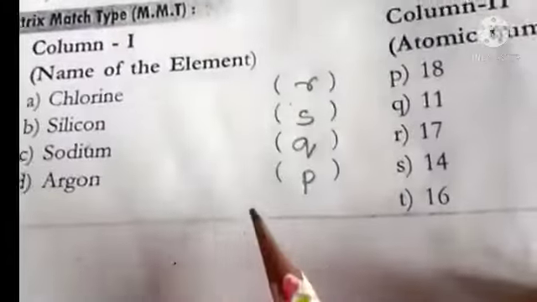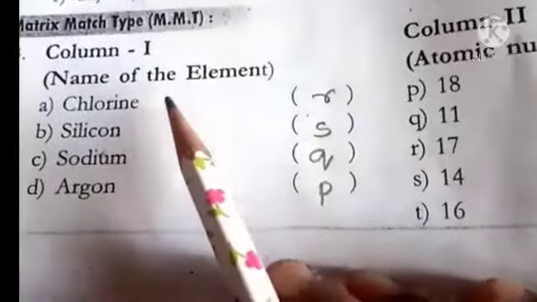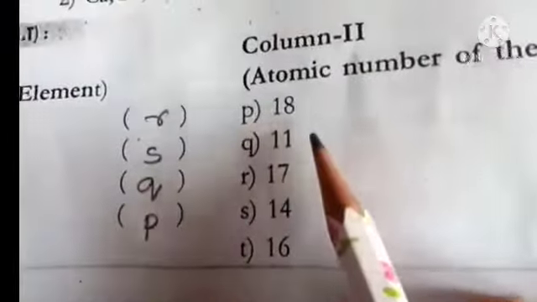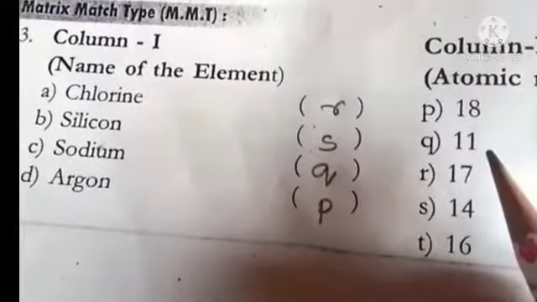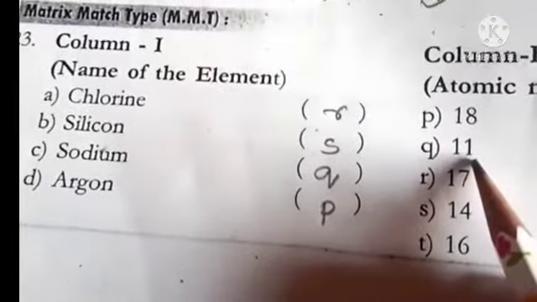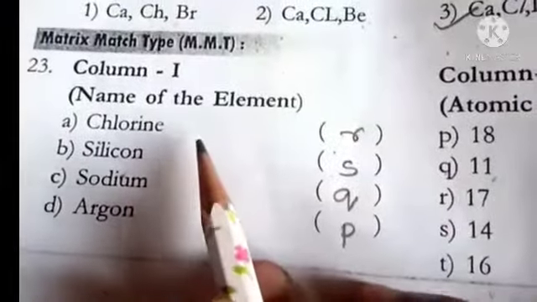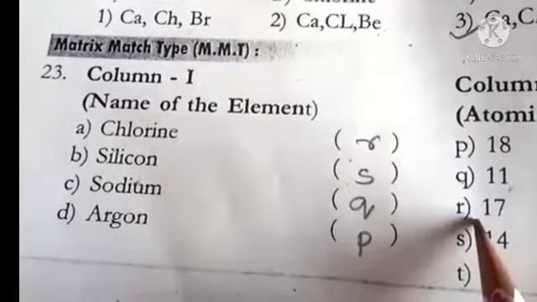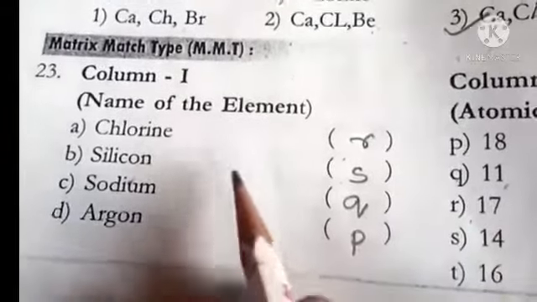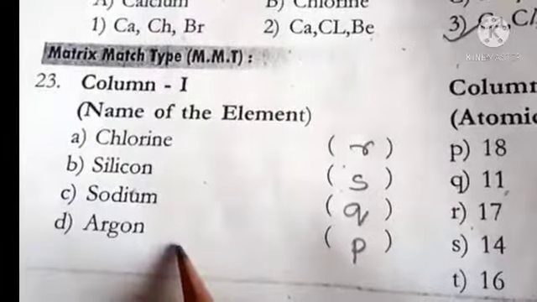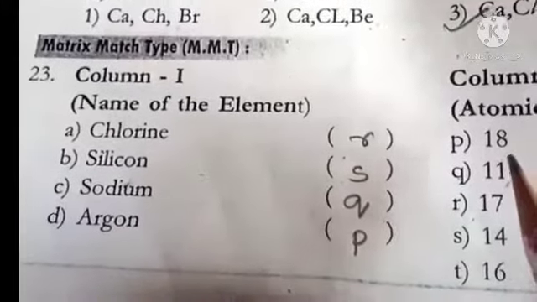Match the following. Column 1: chlorine, silicon, sodium, argon. Then atomic number of elements: 18, 11, 17, 14, 16. We know that sodium has atomic number 11. Sodium 11. Next chlorine, atomic number 17. Silicon 14. Argon is an inert gas, its atomic number is 18.